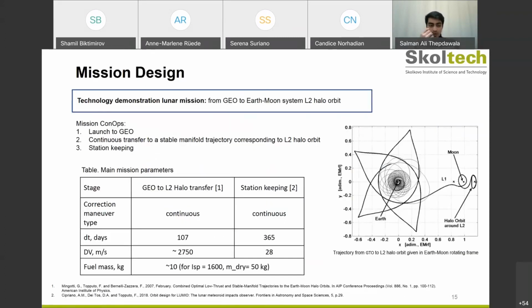Lastly, Skoltech is in talks with Roscosmos to send a satellite as a piggyback to the geostationary Earth orbit. We are in the preliminary phase for this mission, and we plan to use a continuous transfer thruster. If I'm not wrong, it's the Hall effect ion thruster, to connect our satellite from the geostationary orbit to the stable manifold, which will eventually follow its way to the L2 halo orbit. And well, hopefully it's going to go smoothly.